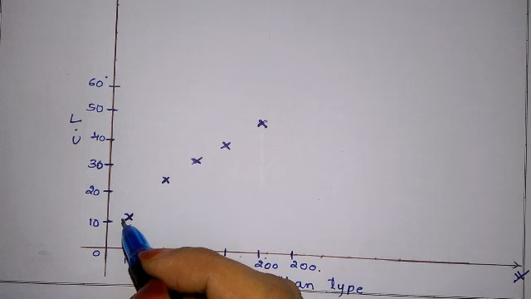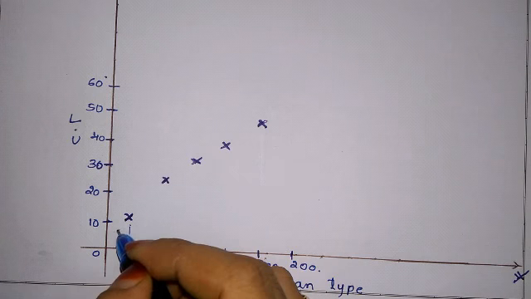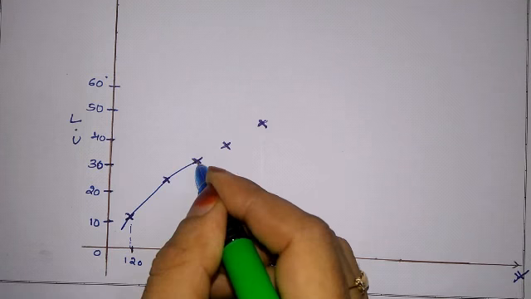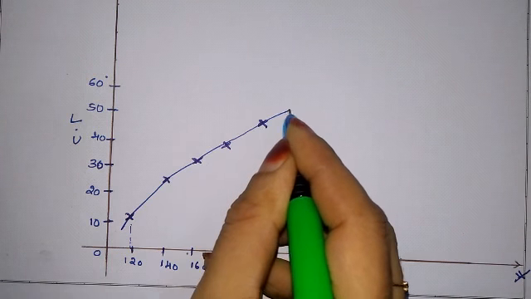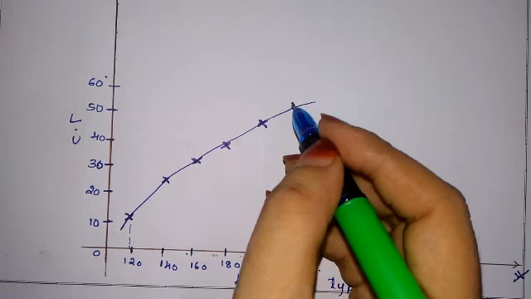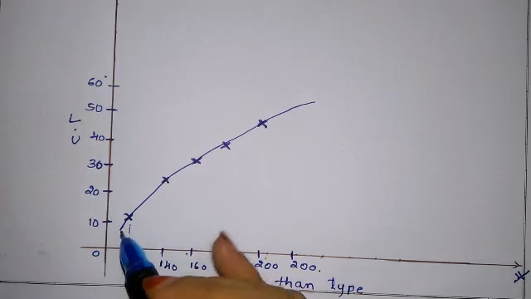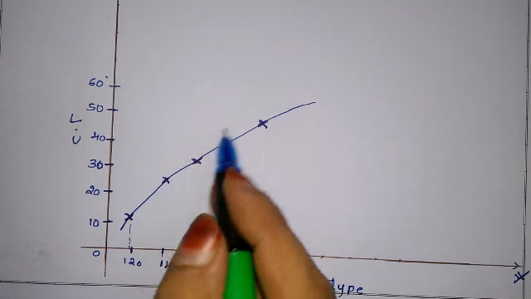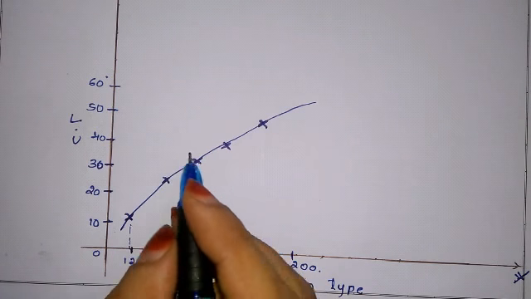So, we have to do it with the free hand. Just we have to draw like this. Less than type OGIVE, down to up it will go. Always less than type OGIVE. How it will move? Down to up. So, we have to write here.